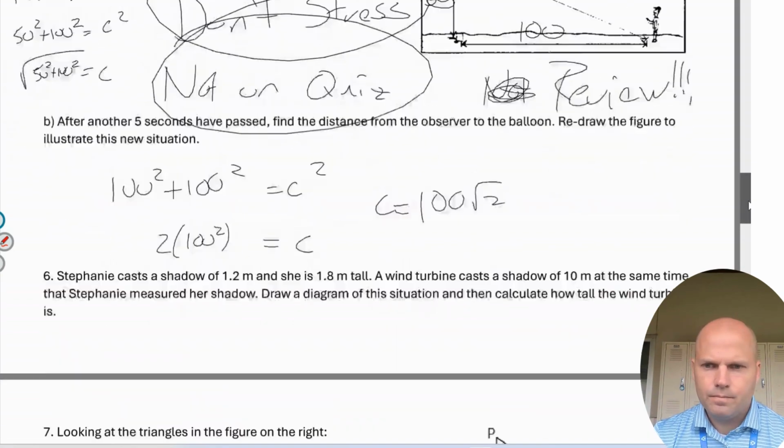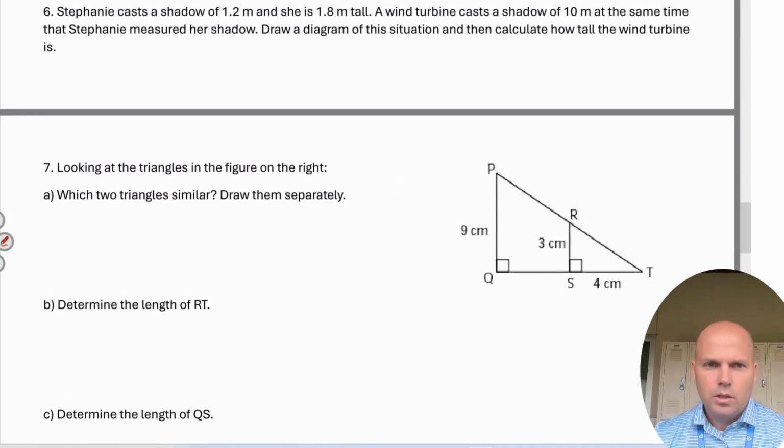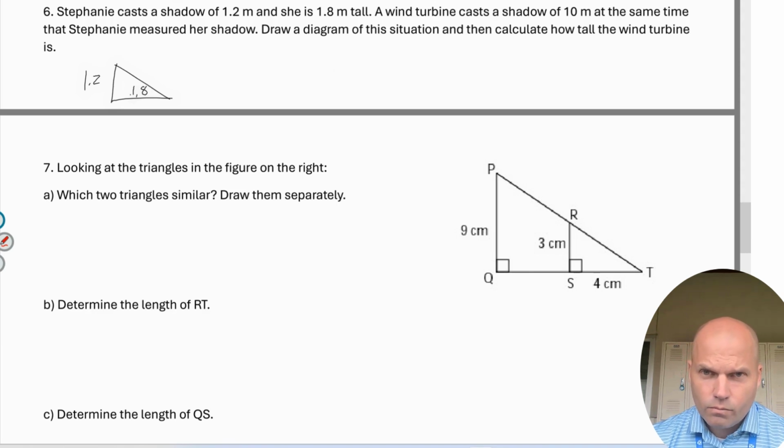Okay, cool. This, again, triangle inside of a triangle is important. This idea of Stephanie casting a shadow is important. We have Stephanie, who's 1.2 meters tall, casts a shadow of 1.8 meters. This is important. A wind turbine casts a shadow of 10 meters. How tall is the wind turbine?